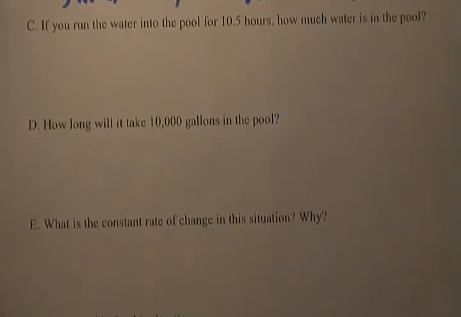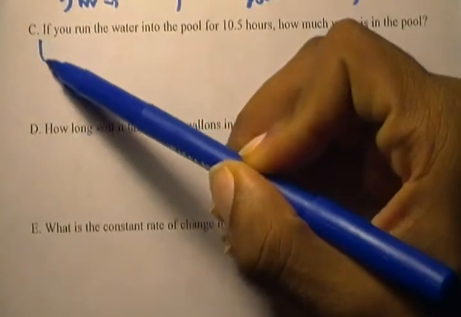Part 2 of Kenny's swimming pool covers C, D, and E. Well, Part C says if you run the water into the pool for 10.5 hours, how much water is in the pool? We already know that in 5 hours, there's already been 1,250 gallons poured into the pool. So we continue with this pattern.